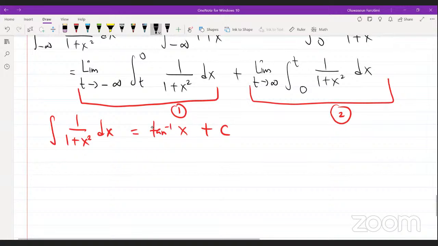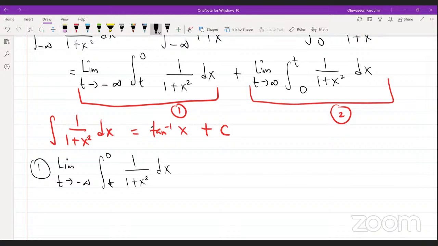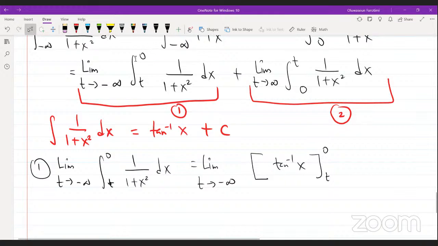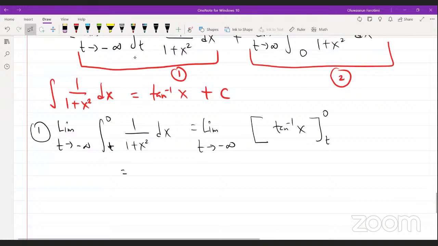Okay, so let me pick number 1. Limit as t goes to negative infinity, integral from t to 0 of 1 over 1 plus x squared dx. I already know what this integral is, so I just have to care about the bounds right now. Tan inverse of x from t to 0. Make sense?